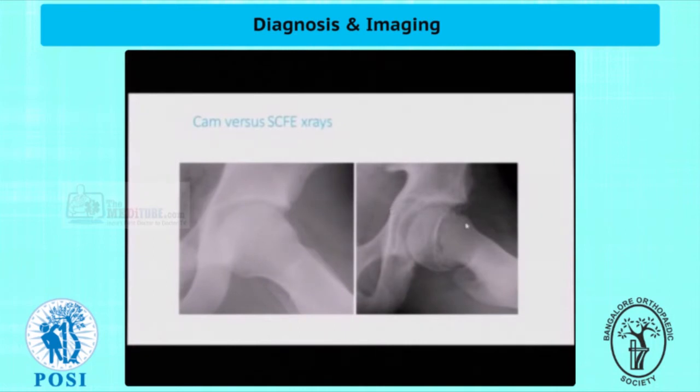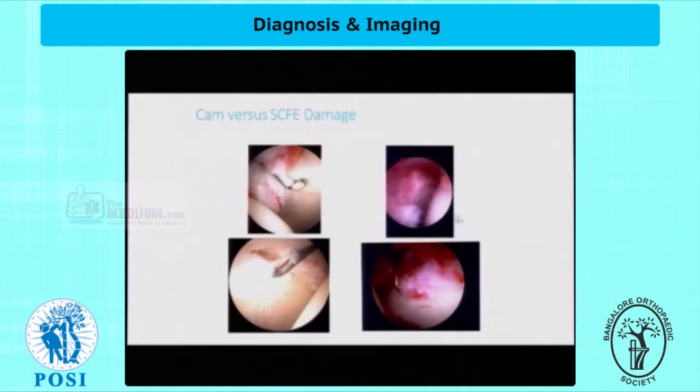So in CAM, it's articular cartilage that does the damage. In SCFE, it's metaphyseal bone that causes the damage. In CAM, the articular cartilage is softer. In SCFE, it's abraded, and the labrum is crushed, so they're not the same.